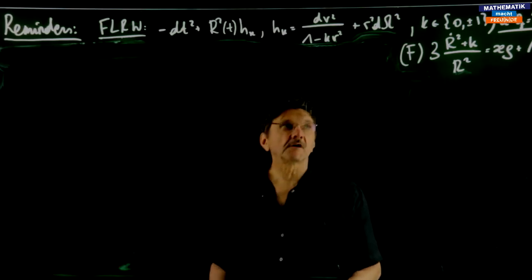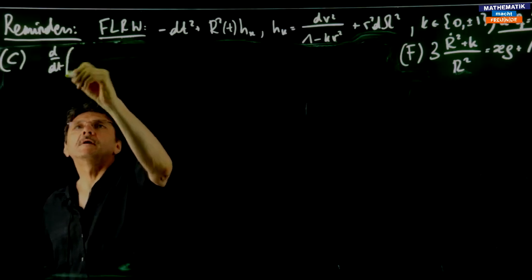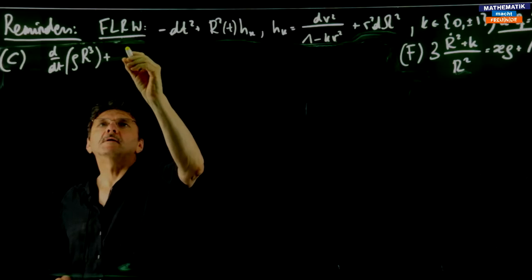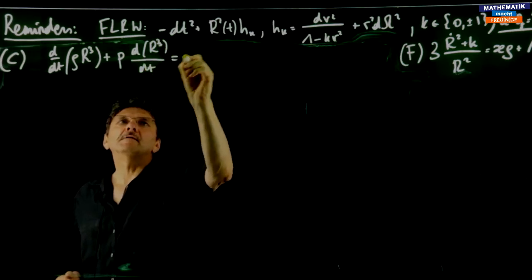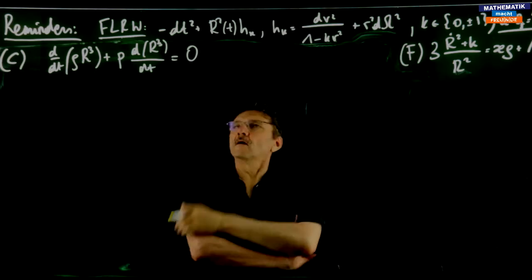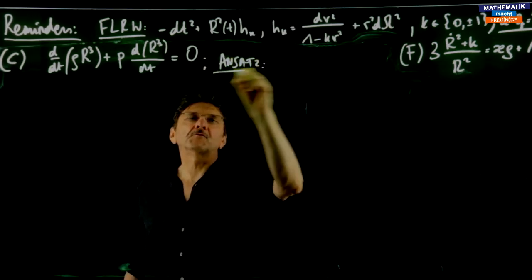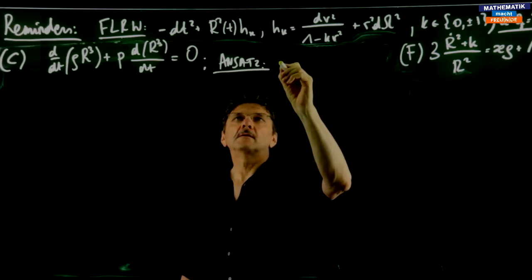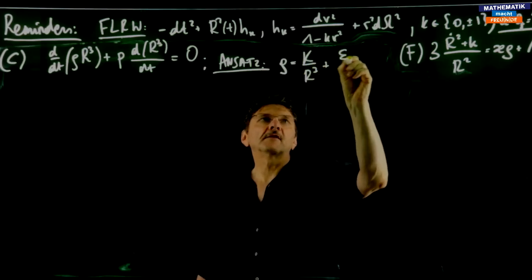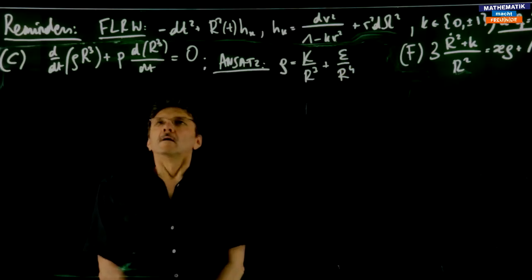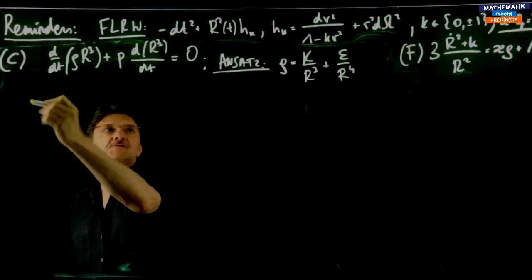My continuity equation is gone, so I have to write it again. d over dt of rho R cubed plus p d over dt of R cubed is equal to zero. And the ansatz is, I don't have to write it again: rho is equal to a constant over R cubed plus another constant over R to the fourth. So let's see how we solve this. We're checking, just put it in.